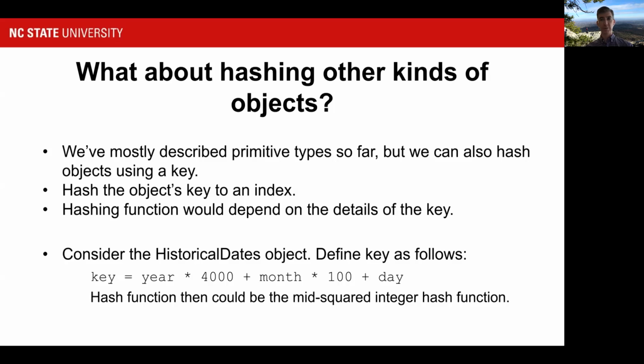Now, is it possible that two different historical dates would somehow map to the exact same index? Yeah, it's possible. That would be a collision, and we could deal with that collision in some way. But we have to think about what's in the object and then come up with a way of writing a hash function for it. It's not something we can easily do automatically, but if we think about the object, we can do it.